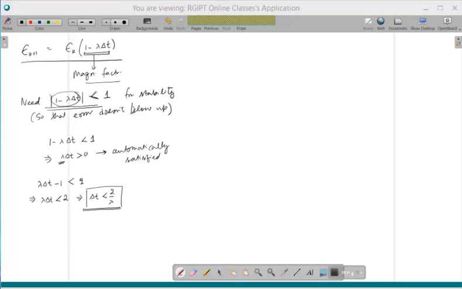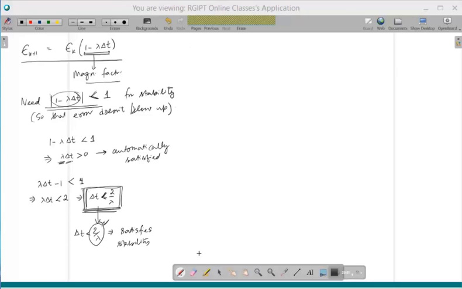So that's what I meant by saying that the stability condition would be satisfied only when the maximum value of delta t is 2 by lambda. It should be positive anyway, that's fine, but any positive number cannot be chosen. It has to have a value of at most 2 by lambda to satisfy stability. This is a threshold value you have to be careful about when you implement.